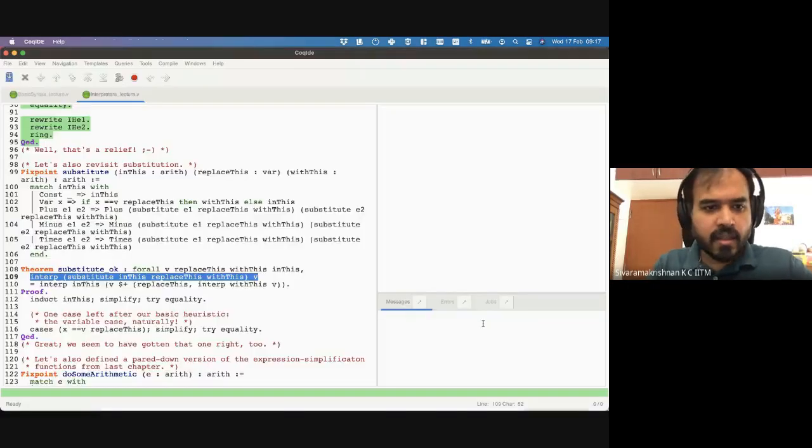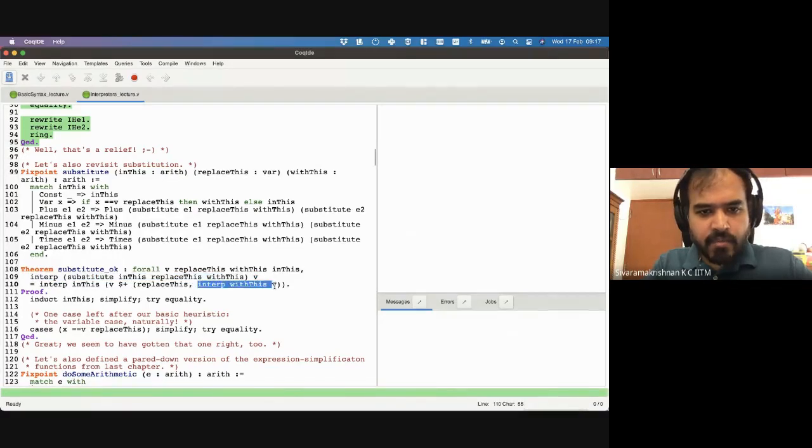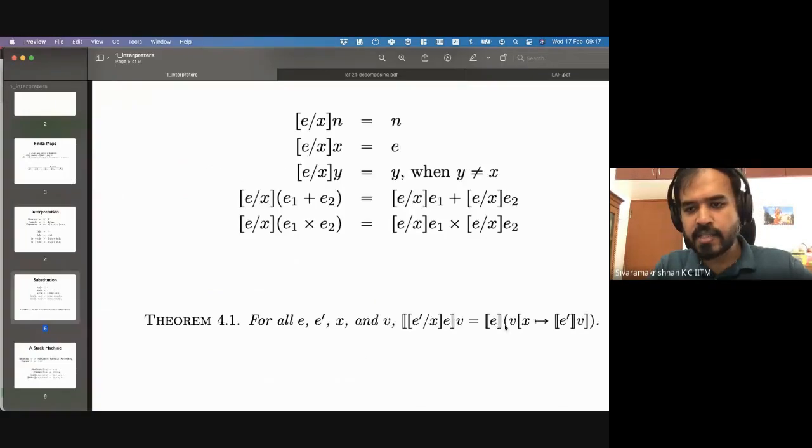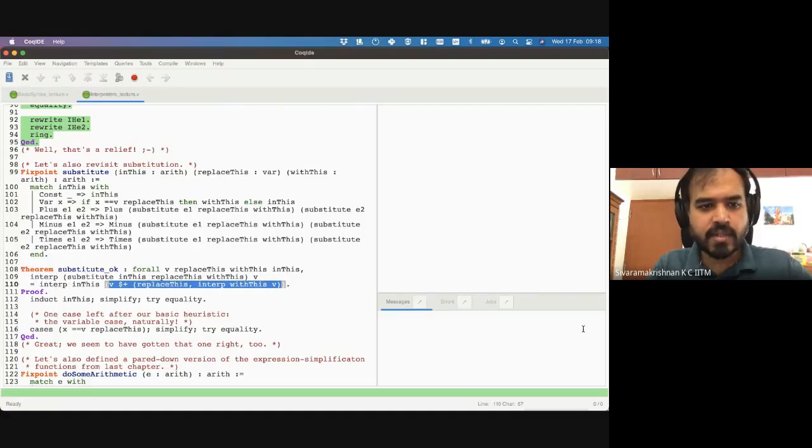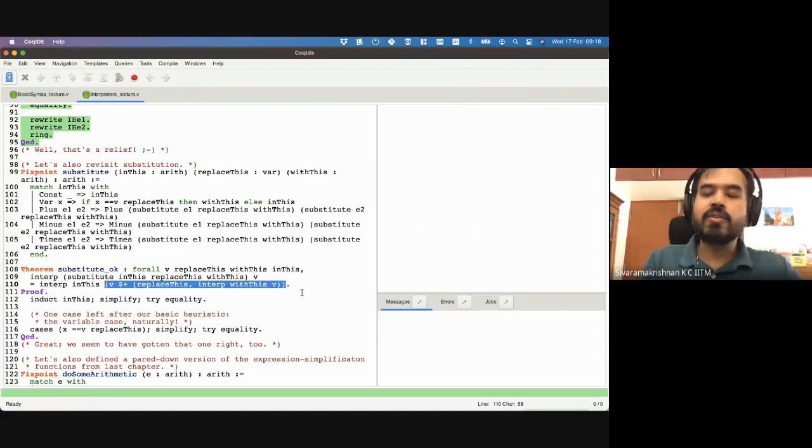So interpret e prime, and extend the map with the new binding, and interpret the original expression with this new valuation. So this is still a valuation, right? We are just extending the map, so it's still a valuation. So we are interpreting the original expression with this new valuation.